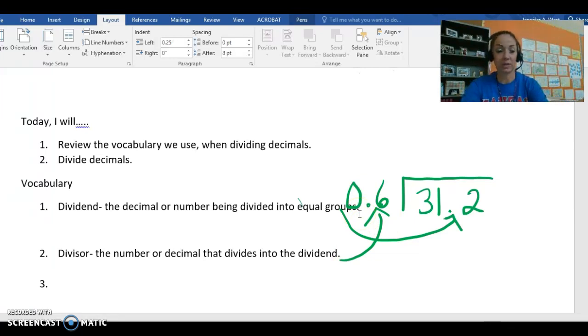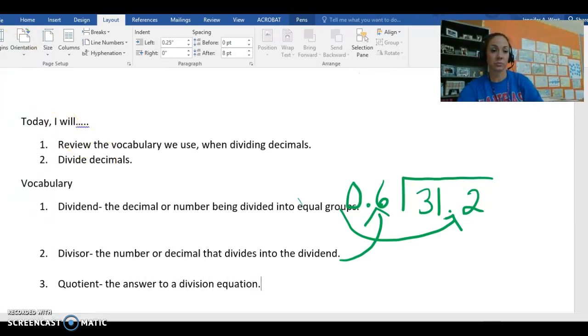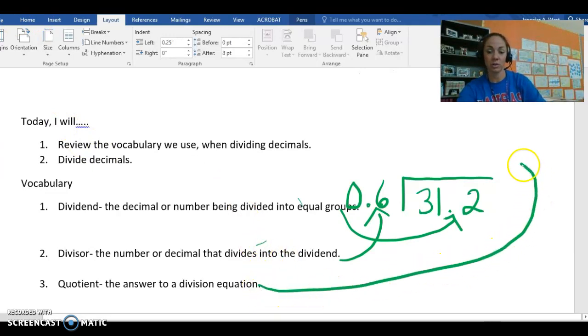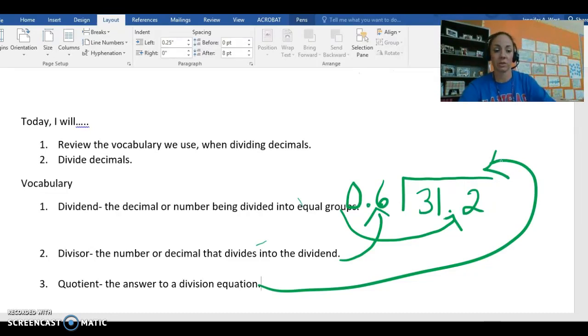And finally, we have the quotient. And that is just a fancy word for the answer to a division equation. And you'll find your quotient, when you solve your equations, your answer will be up here on the top, which I realize a lot of that you already know just because you've already done long division quite a bit. So make sure you get all of that in your notes.